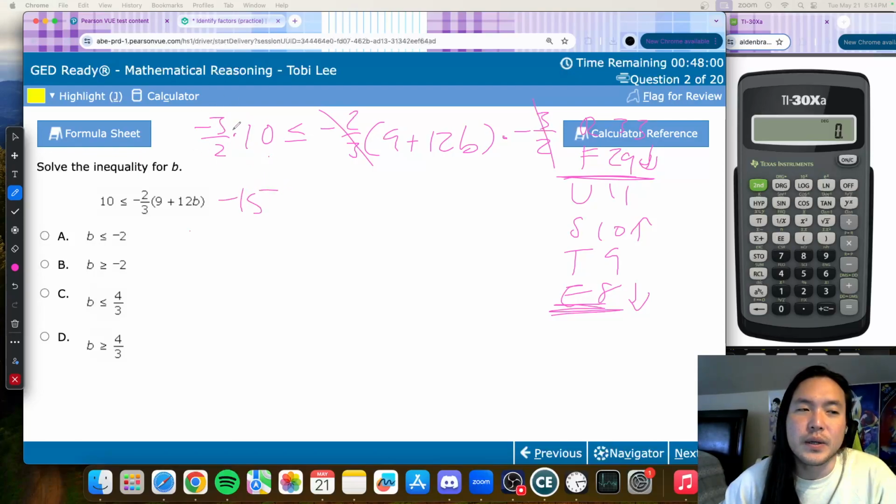Hopefully that makes sense. You can also do negative 3 times 10 to get negative 30. Negative 30 divided by 2 is negative 15. And again, because we multiplied by a negative number, the inequality will change direction.